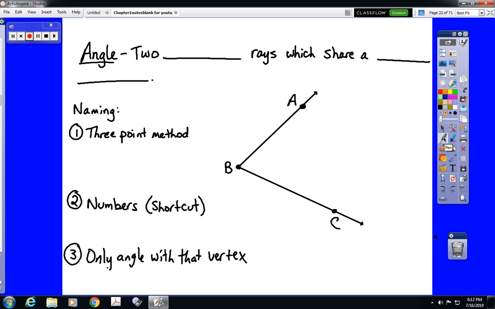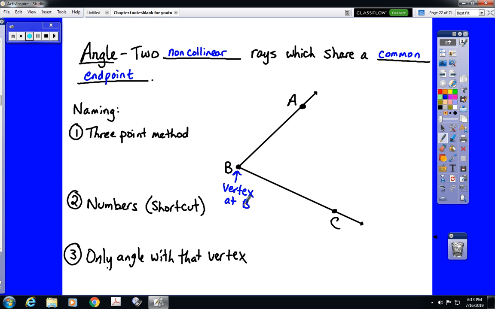An angle is defined as two non-collinear rays which share a common endpoint. So here you see an example of an angle. We have ray BA and ray BC. They have a common endpoint at B, and they're not collinear. B is known as the vertex. We would say the vertex is located at point B.